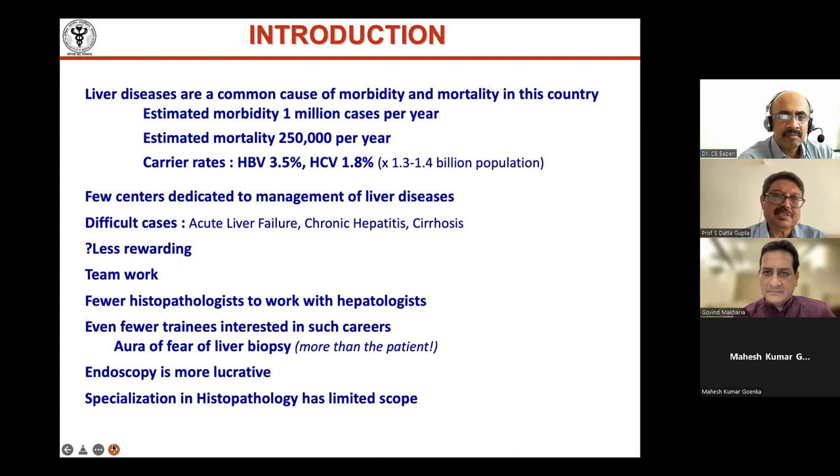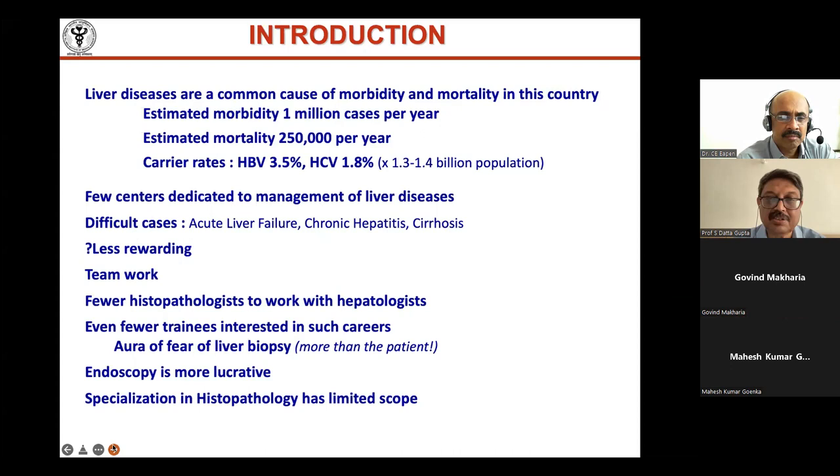Unfortunately, for liver diseases, there are very few dedicated centers, except now gradually because of transplants, it's been increasing. The main reason is most liver diseases are difficult. You have acute liver failure, chronic hepatitis, cirrhosis. They are very difficult to treat, often medically. Therefore, it appears less rewarding.